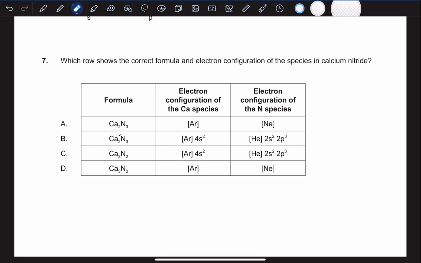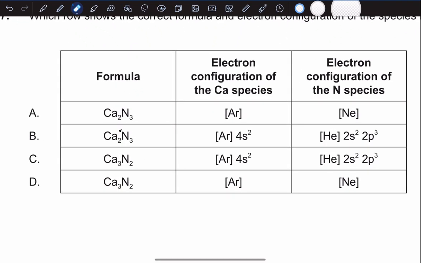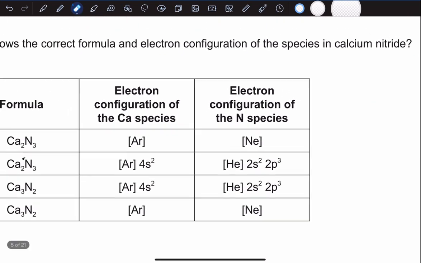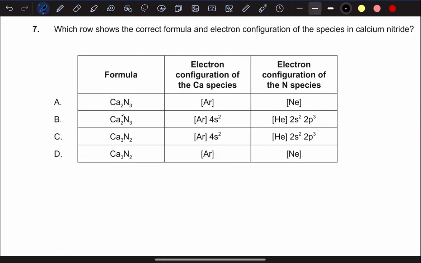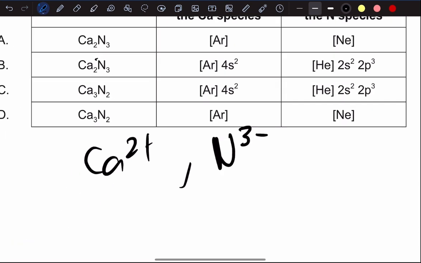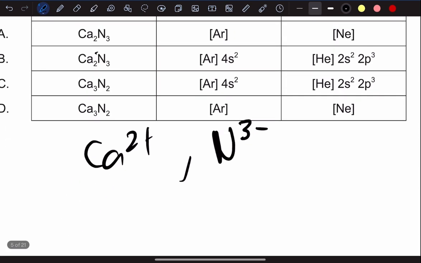All right, which row shows the correct formula and electron configuration of the species in calcium nitride? So we have the formulas here and the electron configuration, okay, sure. So first let's identify the formula, right? This should be pretty easy. Well, we know calcium's in group 2, and forms Ca2+. We know nitrogen is in group 15, so it's going to be N3-, okay? There we go. We have our two ions here.